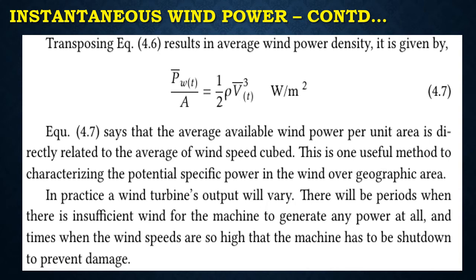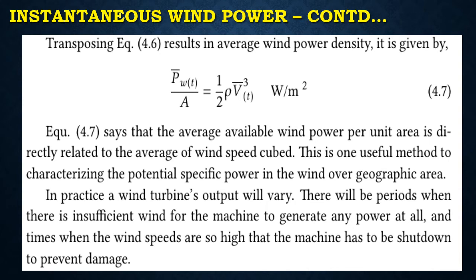So in practice the wind turbine's output will vary. The output of the wind turbine always varies. There will be periods when there is insufficient wind for a machine to generate any power at all, and at times when the wind speeds are so high that the machine has to shut down to prevent damage. So there are always variations. Sometimes there will be no wind, so no power generation during that time. You might have observed that during no wind condition the windmills have stopped turning.